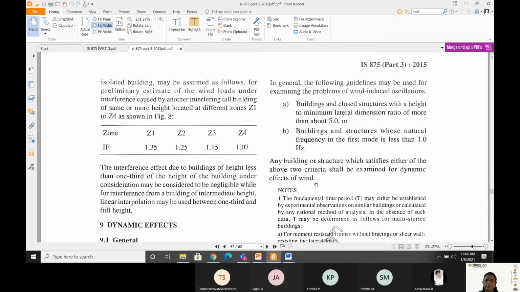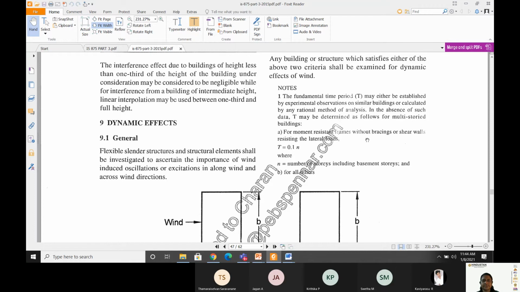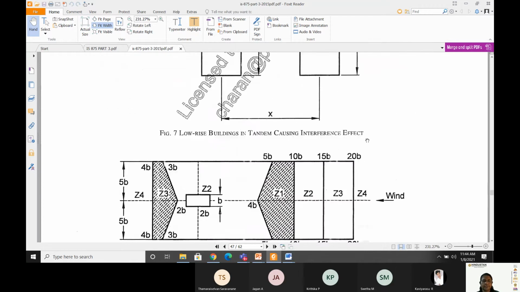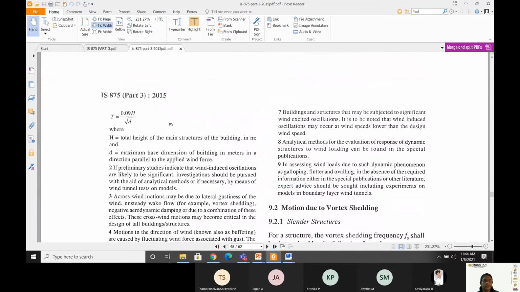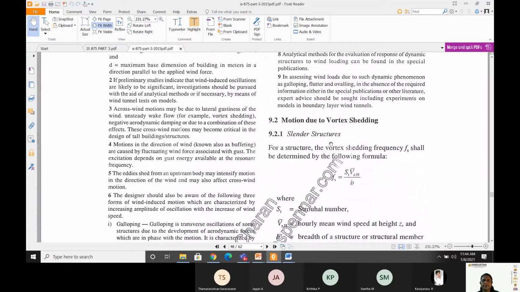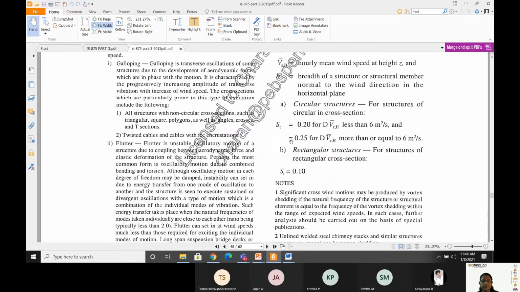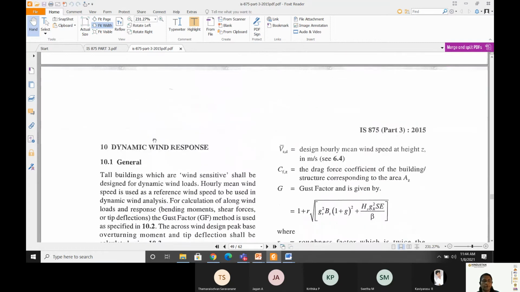Is it clear? In general, the following guidelines may be used for examining the problems of wind-induced oscillations. For dynamic analysis, please go through and read all this information, see how to calculate the time period, etc. These are all the dynamic effects. Everything after this, 9.2, 9.2.1, etc., is the dynamic effect on the structures. I'm not going to explain all these things to you. So how to calculate the dynamic wind response?